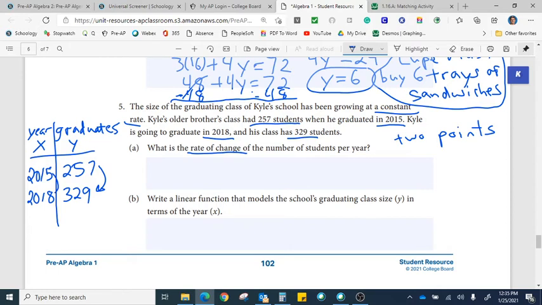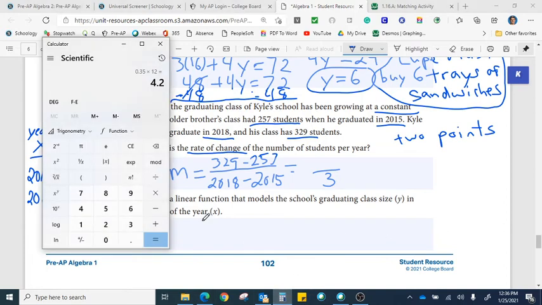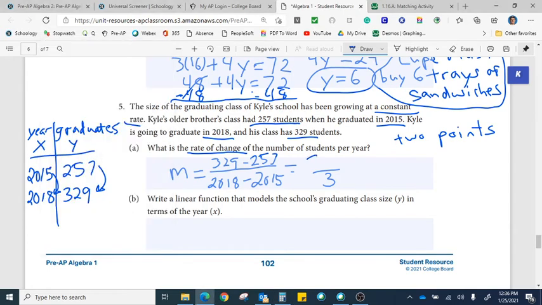All right, so going from here to here and here to here, the rate M is our rate of change. All right, so I could write it as I start with this one right here, and I say 329 minus 257, which gives me a difference, right? Over 2018 minus 2015. I know that's 3 years on the bottom here, but what is 329 minus 257? 72. Okay.